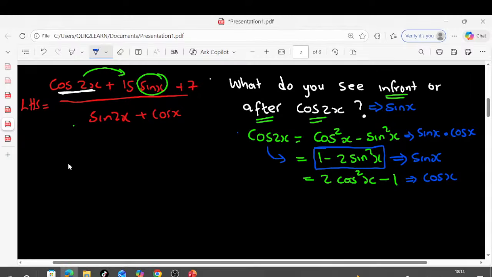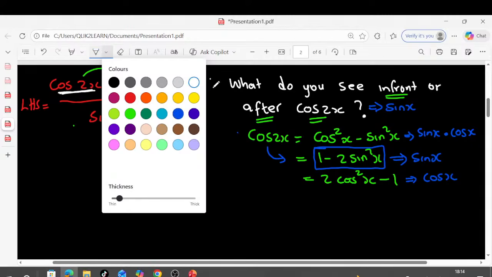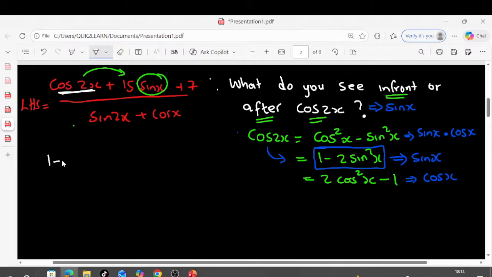We said where there's cos 2x, we're going to substitute 1 minus 2 sine squared x. We still have plus 15 sine x plus 7. Look at the top part. We only have sine x. You see? That's good. We only have sine x.